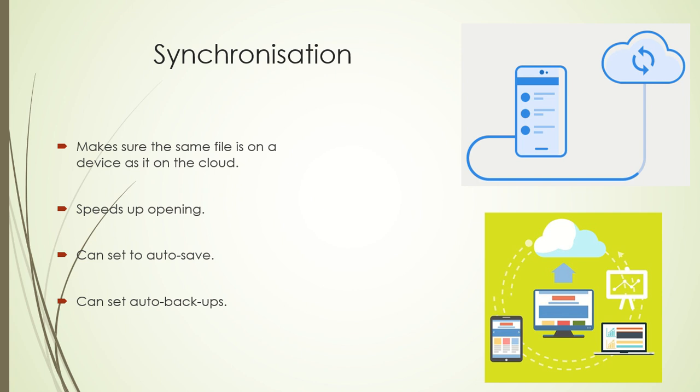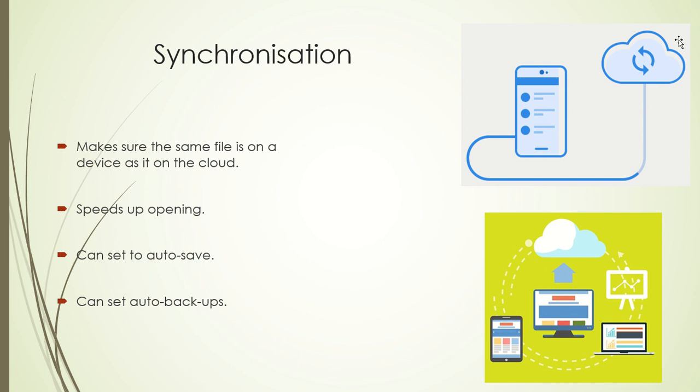Synchronization is important. This makes sure the same file is on your device as it is on the cloud. So anything that you do on your mobile phone, for example, you can set it to back up to the cloud. And you can set it up to do that immediately when, for example, you've taken a photo, or you might want to set it that you only synchronize it when you're connected to Wi-Fi.